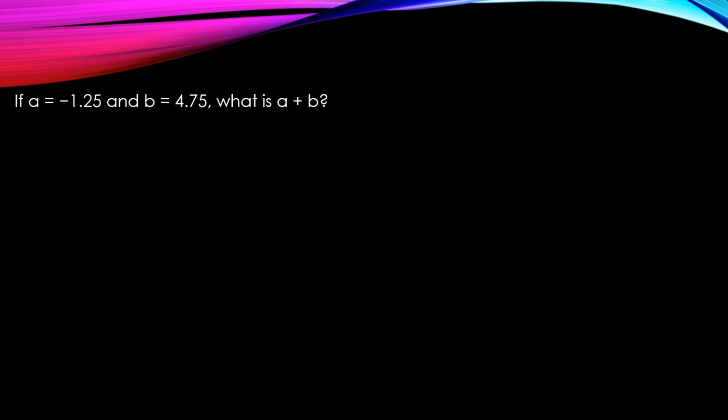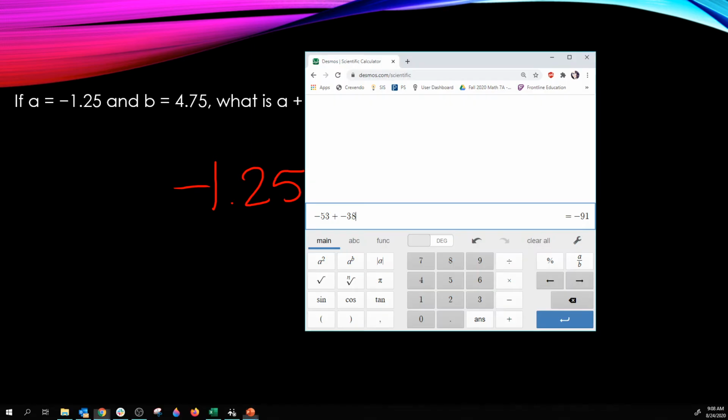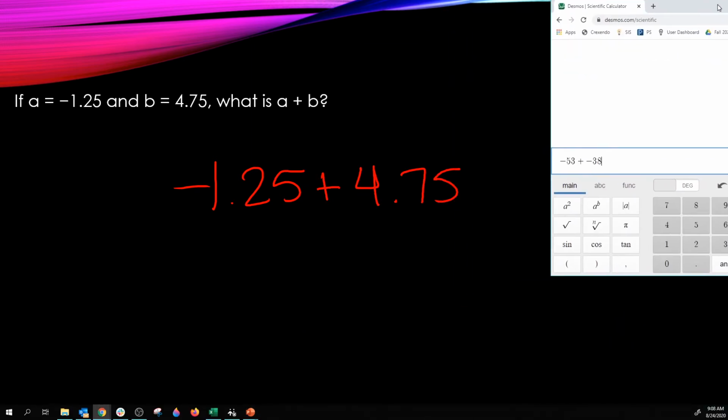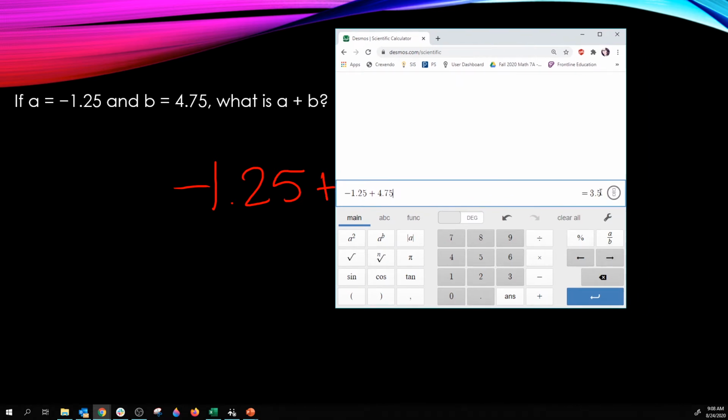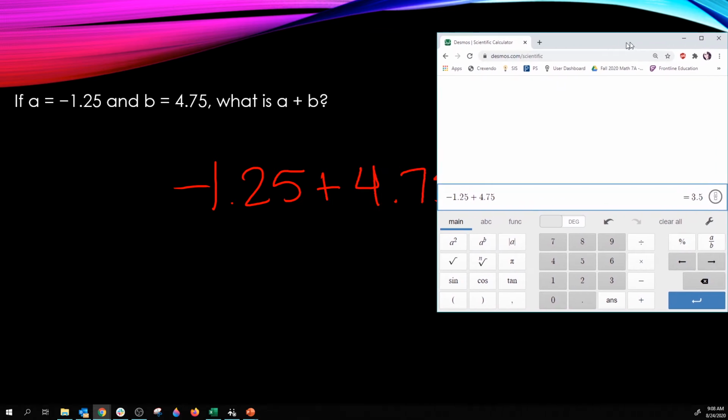Our next problem says if A is negative 1.25 and B is 4.75, what is A plus B? Okay, well, A is negative 1.25 and B is 4.75. So all I need to do is add these two numbers together. Again, here, type this into your calculator, okay? We don't want to make a silly mistake. Negative 1.25 plus 4.75. With our decimals here, okay, double check, make sure that you get 3.5 as well.